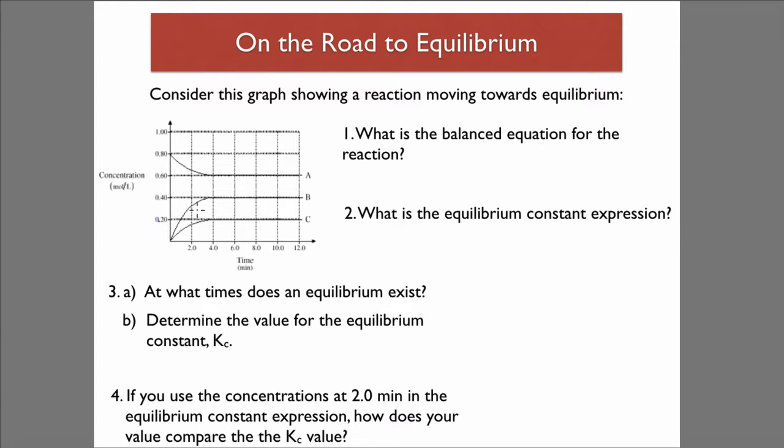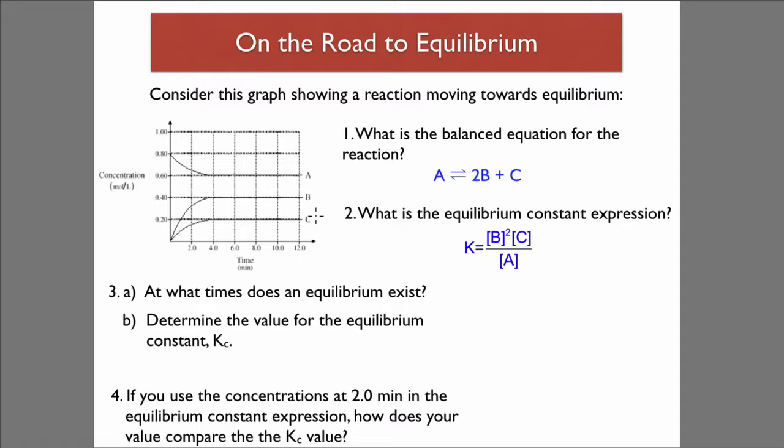What is the balanced equation for this reaction? Well, we've got A going to B and C, and you can see we've got twice as much B as we do C. So A is in equilibrium with 2B plus C. So what will be the equilibrium constant? Well, we put products over reactants, and the coefficients become the powers. So we'd have the concentration of B squared, multiplied by C, over A.